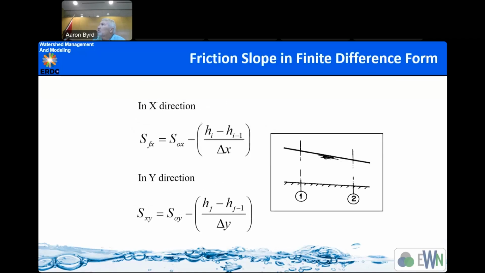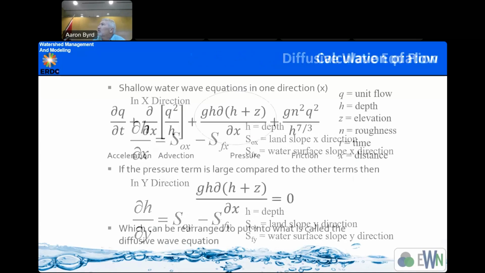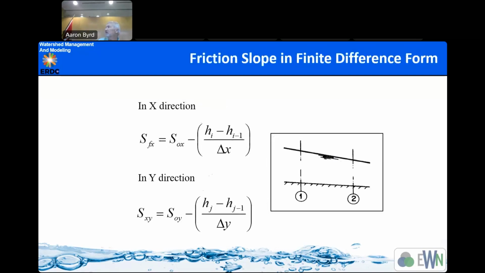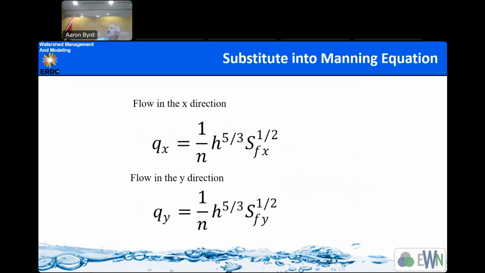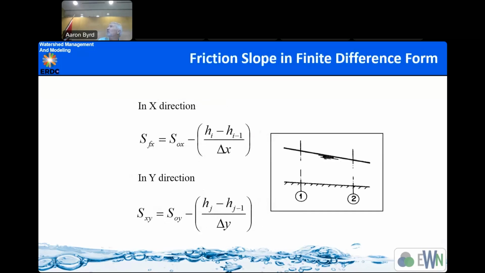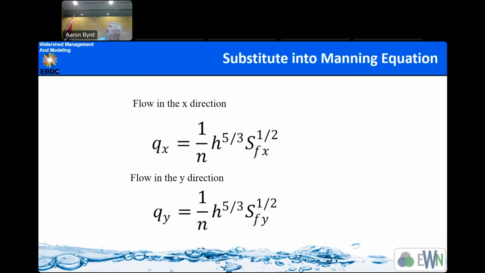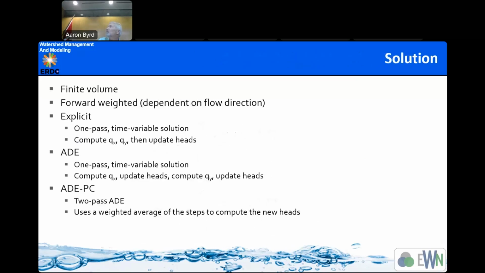And then to get the q's, back here somewhere, we get our q's by using the Manning's equation. And the Manning's equation is written for normal flow. If you look up the Manning's equation, it's going to have the land surface slope at S_O over here. But to make a diffusive wave, you substitute the friction slope, which is the water surface slope, here. And so that gets you your flows. So that's the set of equations that you need to solve something.